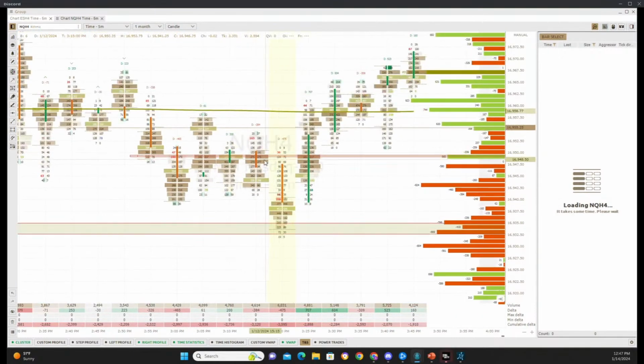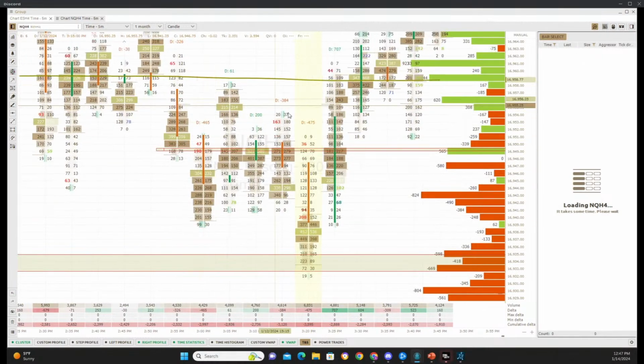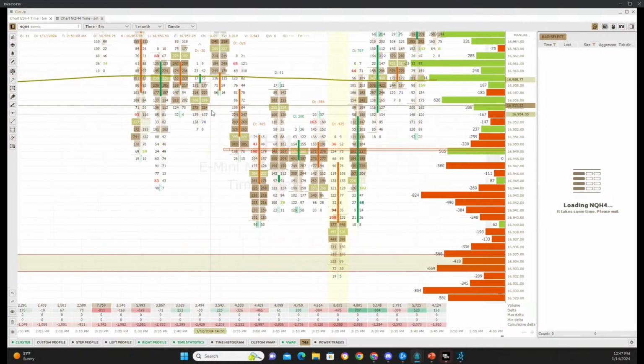So that was the level right here. As they come here, I want to see some aggression coming out of that and I will look for a long. But I would say Friday is probably the toughest day to use the footprints because it was just chop and then a melt up or a meltdown everywhere.